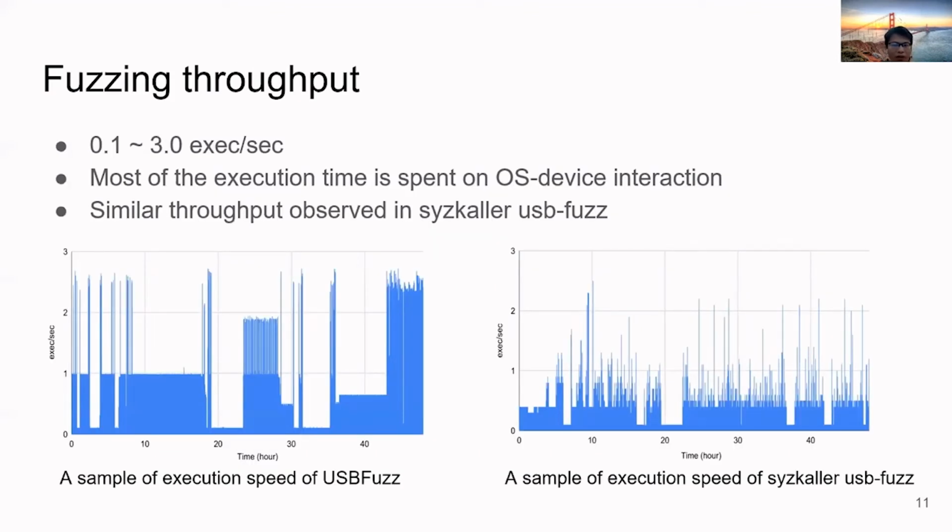We also measured the test speed of USBFuzz and found that the throughput is relatively low, ranging from 0.1 to 3.0 executions per second. We have analyzed the breakdown of test execution time and found that most of the time is spent on OS device interaction. Similar throughput is also observed in syzkaller and USBFuzz.